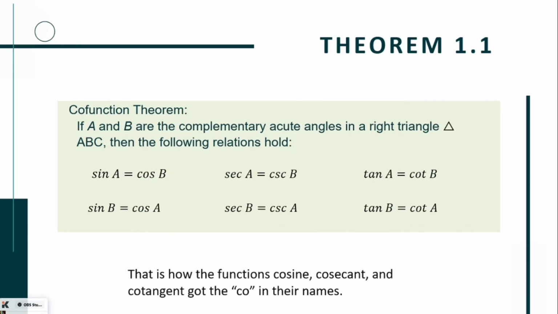So that is how the functions cosine, cosecant, and cotangent got the co in their names. The cofunction theorem simply says that any trigonometric function of an acute angle is equal to its cofunction in the complementary angle.